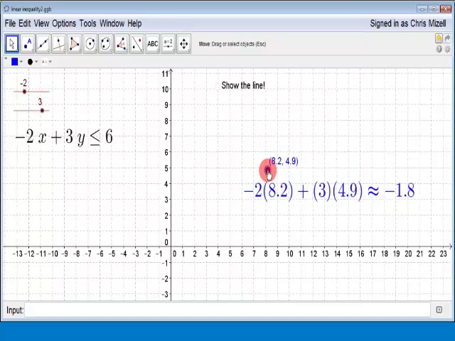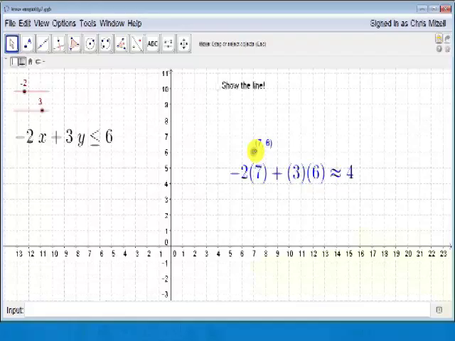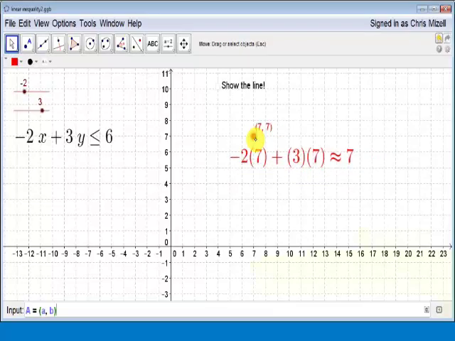Now, if I move that blue dot somewhere else, maybe right there, let me go ahead and snap to a pair of integers there. (7, 6). Now, GeoGebra evaluates the left-hand side, and it gets positive 4. Is positive 4 less than or equal to 6? It is. So that would be part of the solution set. But just barely, though.